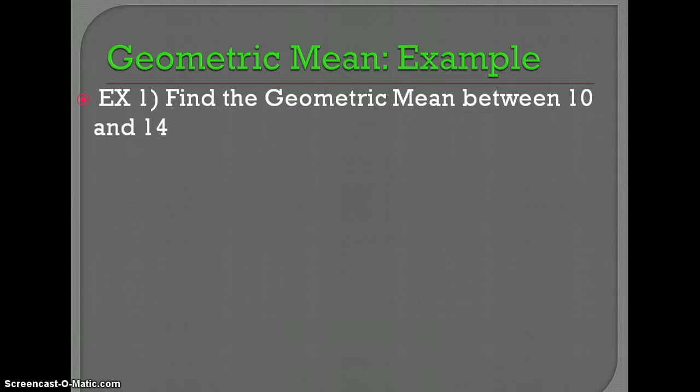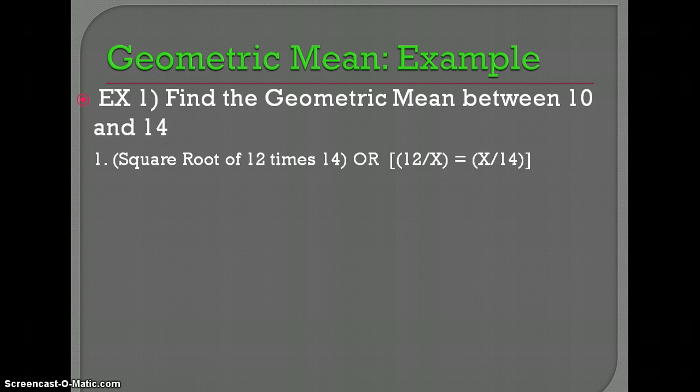Example. First example. There are a total of 2 examples in this category. Find the geometric mean between 10 and 14. So there are 2 values in this data set, 10 and 14.